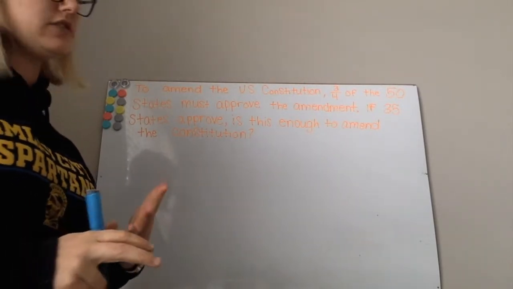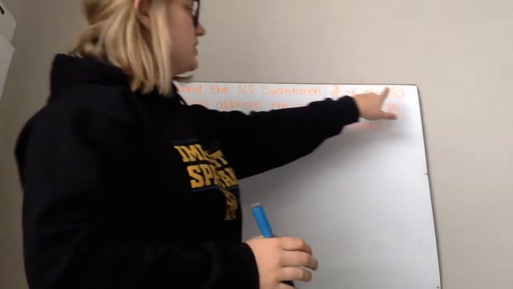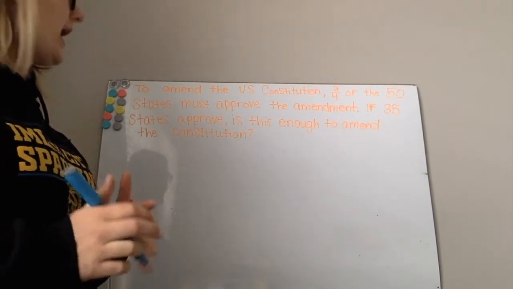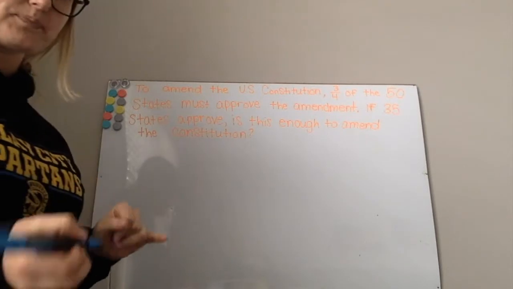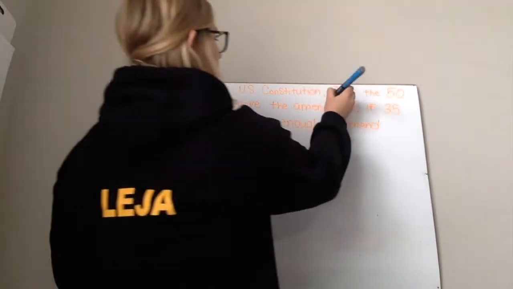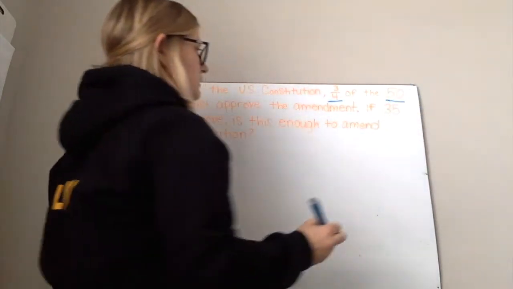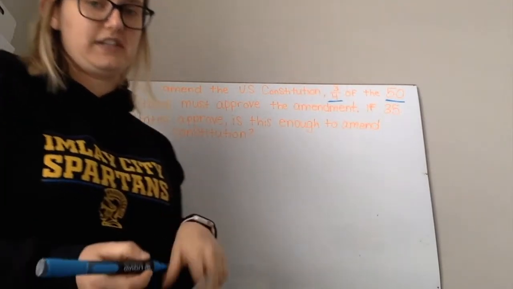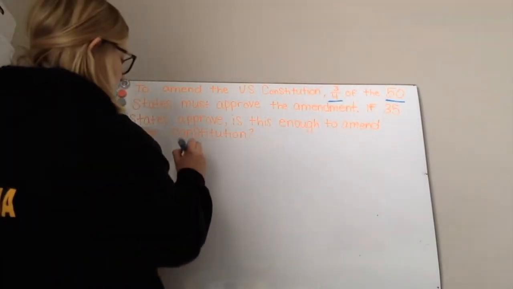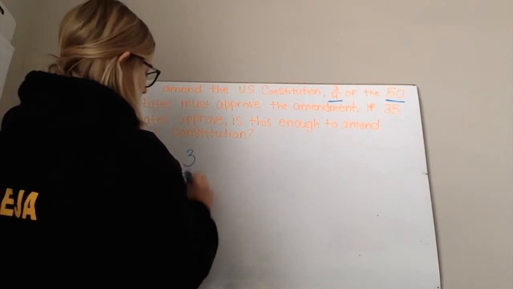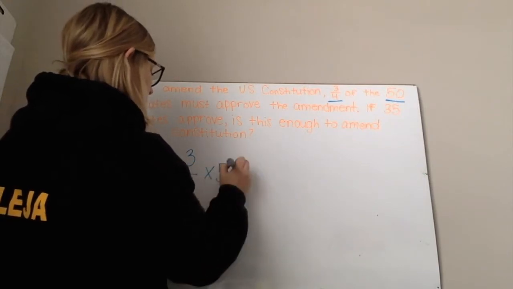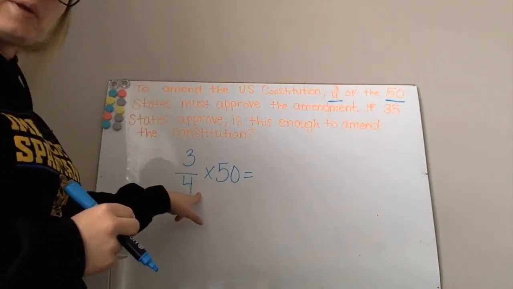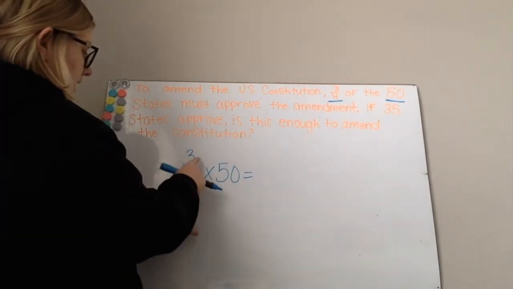So our first step is we need to figure out what numbers we need, because we have 3/4, 50, and 35. So we need to figure out what numbers we need to figure out how many states must approve the amendment. The two numbers I'm going to use are 3/4 and 50. 3/4 of the 50 states must approve. So I need to find what 3/4 of the 50 states is. To complete this problem, I need to do 3/4 multiplied by 50.